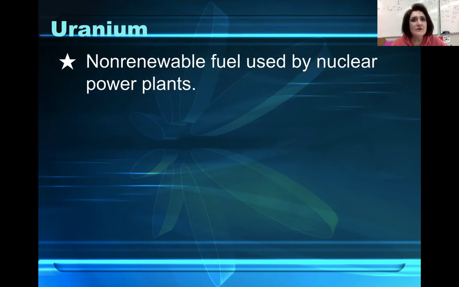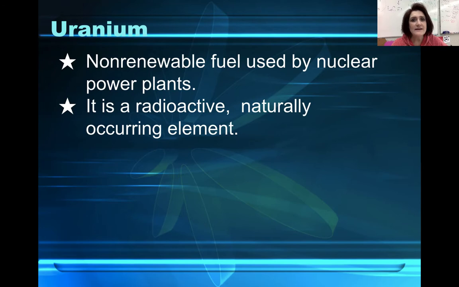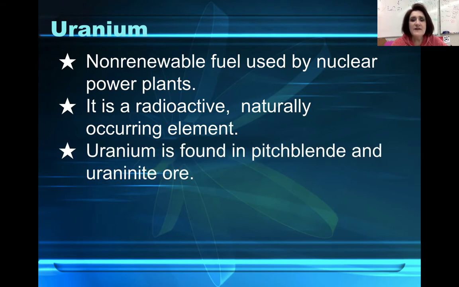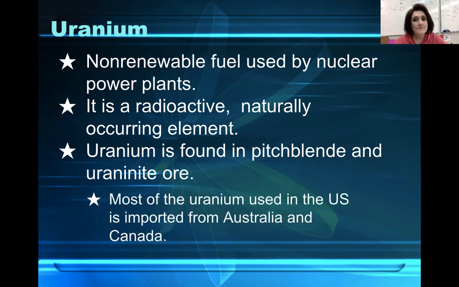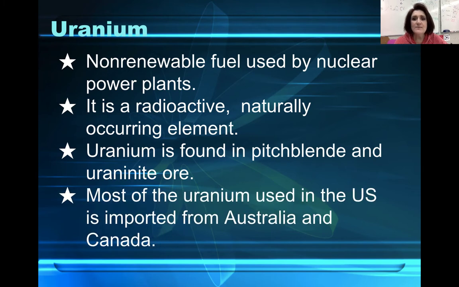Uranium is a non-renewable fuel used by nuclear power plants. It is radioactive and a naturally occurring element. It is found in an ore called pitchblende or in uraninite ore. Most of the uranium that we use in the United States is imported from Australia and Canada.